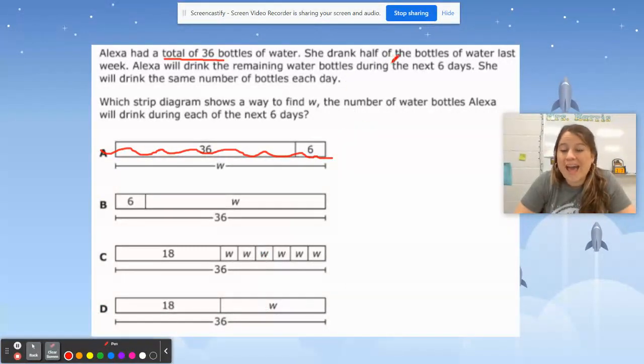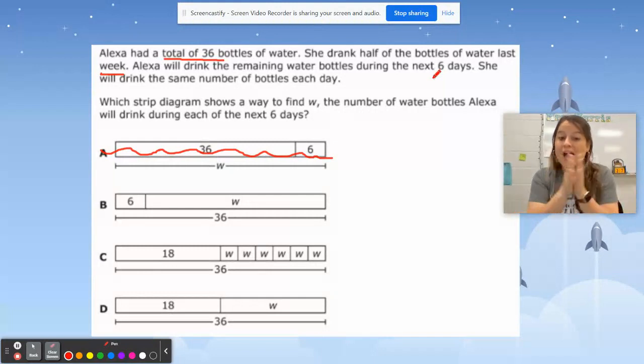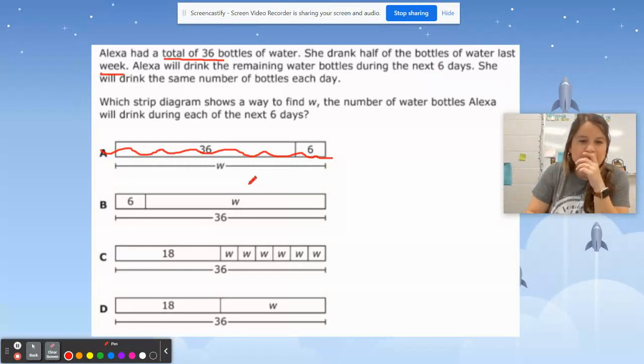Now, she drank half of the bottles of water last week. She will drink the remaining water bottles during the next 6 days. So I know that half of the bottles are going to be drank in the first week. The other half is split up in 6 days. So let me see where we split up our total in half. Well, this one is not evenly in half. We can just tell this is way smaller. So I can get rid of B.